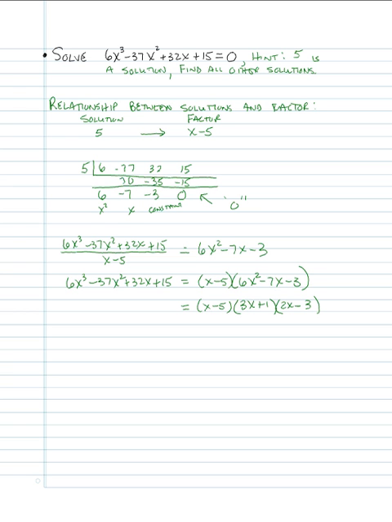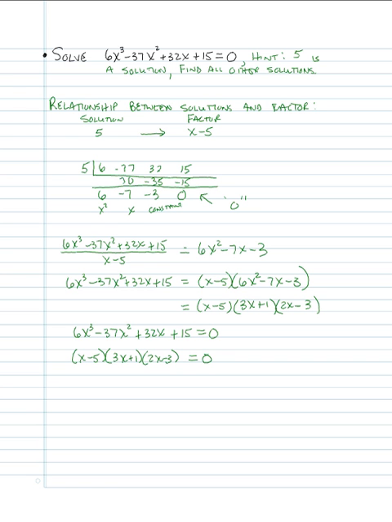6x squared, and then we have a minus 9x plus a 2x is a minus 7x, and 1 times negative 3 is a negative 3. Okay, so now we have it factored. So knowing a solution allowed us to factor completely. So now our equation looks like this. We start out with 6x cubed minus 37x squared plus 32x plus 15 equals 0. And we factored the left side as x minus 5 times 3x plus 1 times 2x minus 3 equals 0.